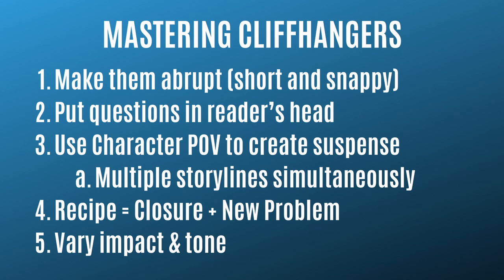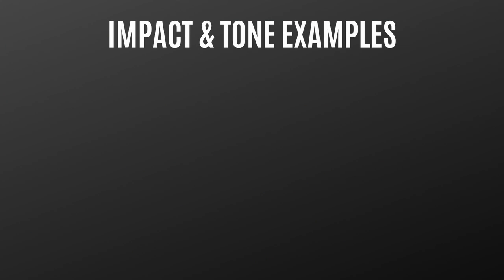And then tip number 5 is to vary up your cliffhangers in terms of impact and tone. I talked earlier in the video about how you don't want to reuse the same type of cliffhanger again and again. Now, when you are using those 3 basic types, you can measure out different impact or different tone in order to create varied cliffhangers. You want to vary things up, you want to keep things fresh. Now let me give you some quick examples to illustrate what I mean here.